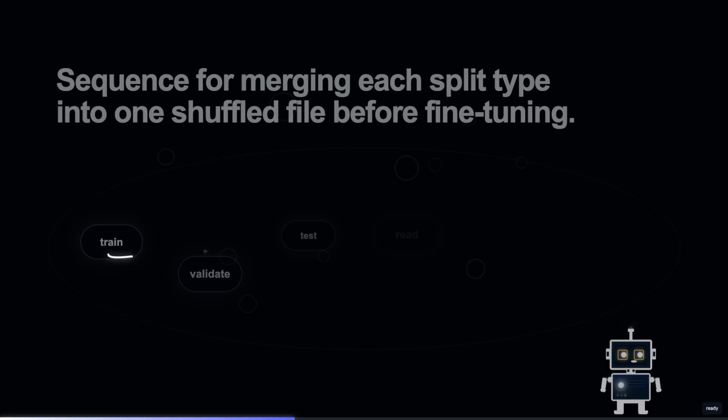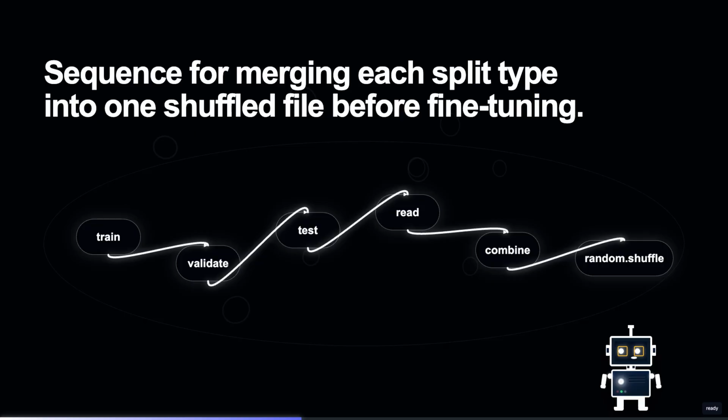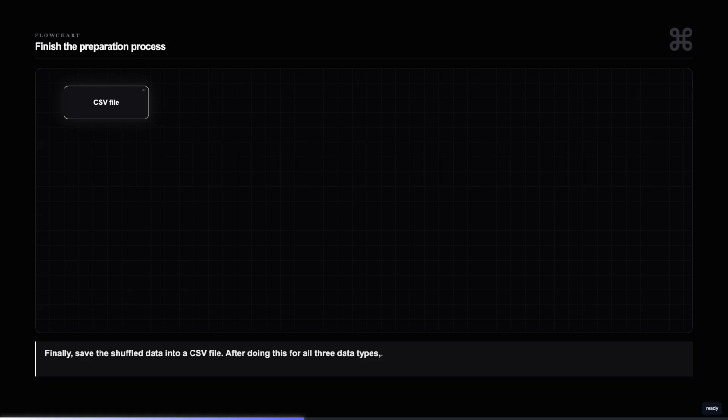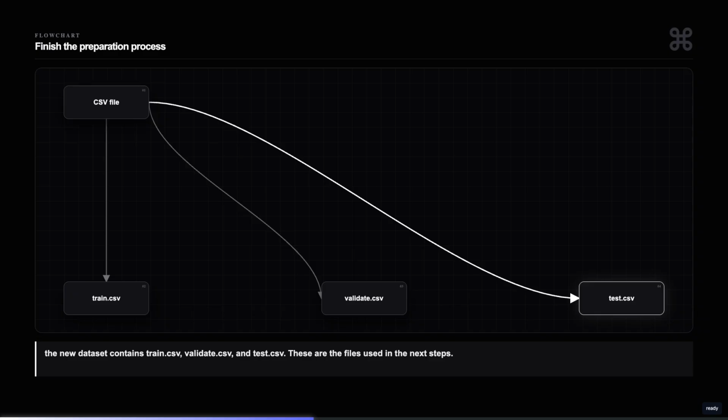First, read the data from all 4 files. Next, combine them into a single set. Then use random.shuffle to randomize the combined data. Finally, save the shuffled data into a CSV file. After doing this for all 3 data types, the new dataset contains train.csv, validate.csv, and test.csv. These are the files used in the next steps.